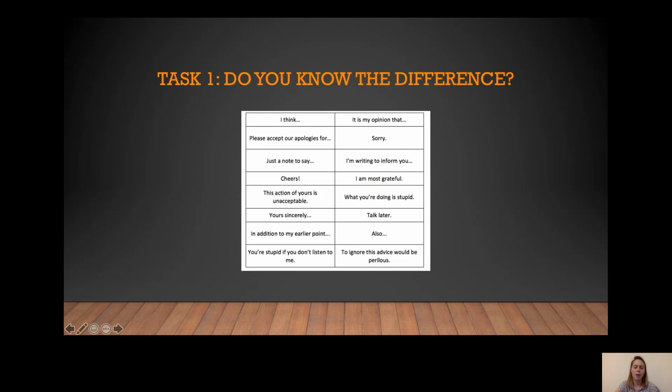"In addition to my earlier point" is formal. And a really big one to remember in complaint letters is that "also" is very informal, and we wouldn't use it as a linking adverbial. And finally, "you're stupid if you don't listen to me" is informal, and "to ignore this advice would be perilous" is formal. Perilous means dangerous. So well done if you managed to get all of those questions correct.